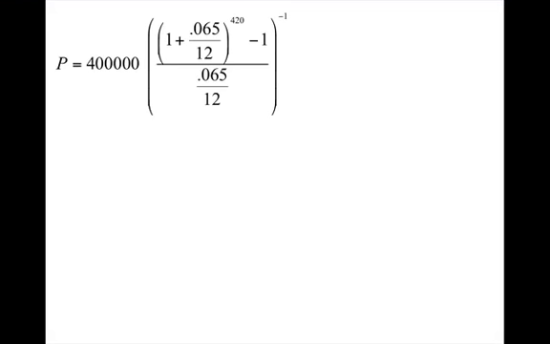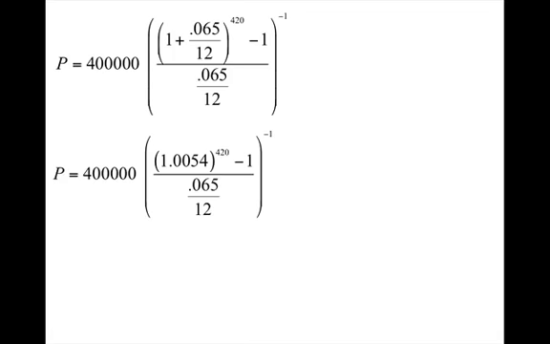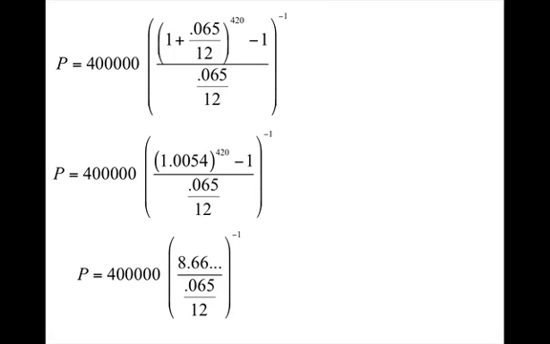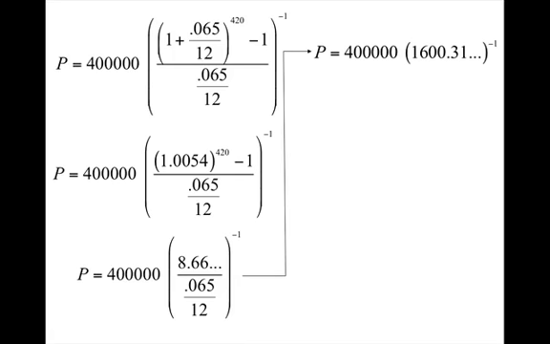So as I go through the steps, you practice this in your calculator. I have 1 plus 0.065 divided by 12, and that gave me 1.0054. When I raised that to the 420th power, that gave me a 9.66. Then subtract 1, and you get 8.66. And all of these decimals continue on. Then divide that by 0.065 divided by 12. So you've got to put the 0.065 divided by 12 in parentheses. When you do this, you get 1,600.31.